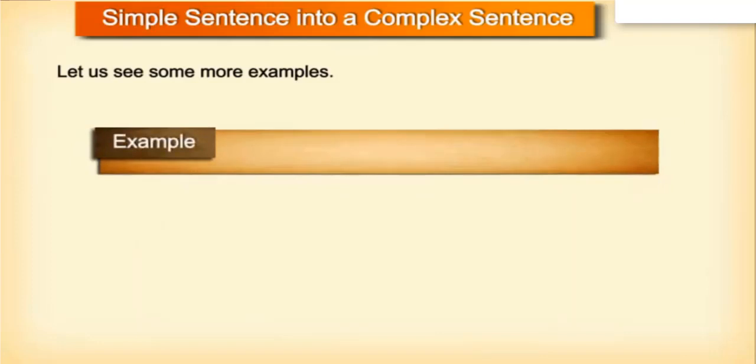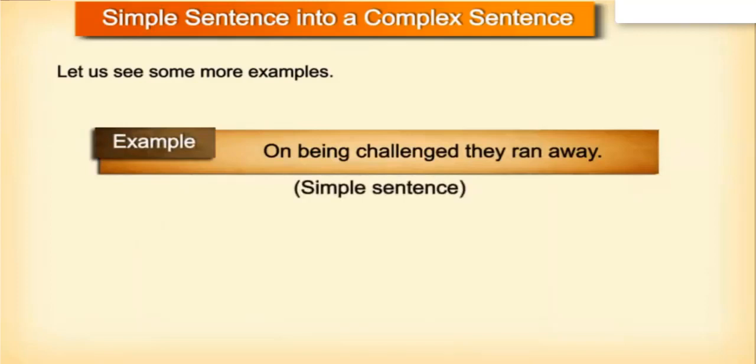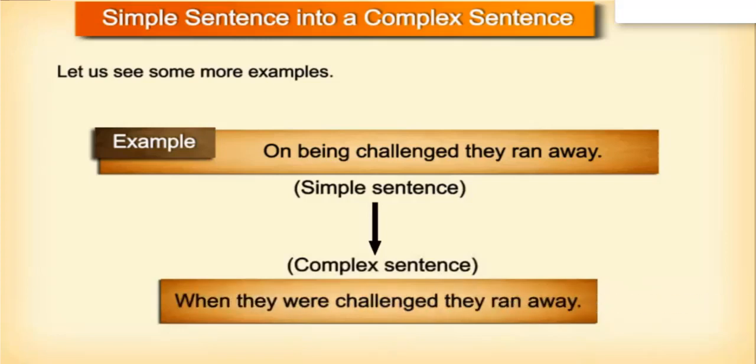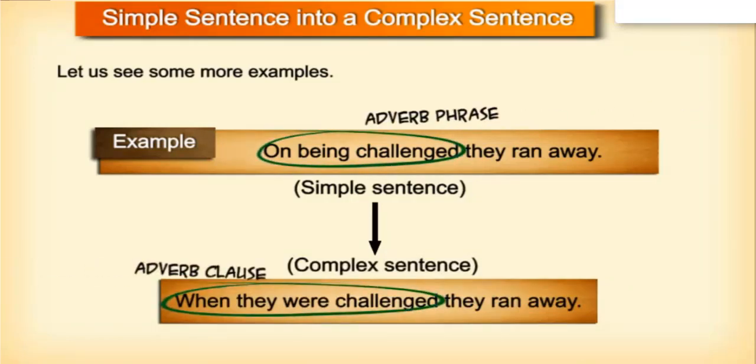Let us see some more examples. On being challenged, they ran away. This is a simple sentence. Its corresponding complex sentence will be, when they were challenged, they ran away. Note, here we have converted adverb phrase on being challenged to adverb clause when they were challenged.